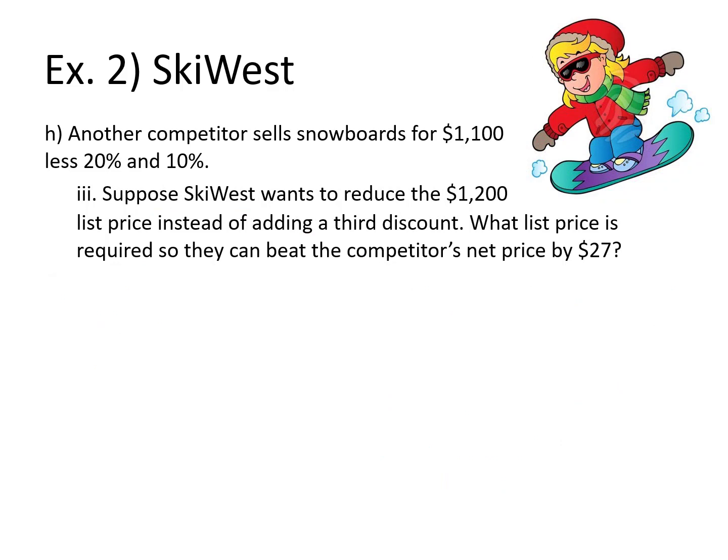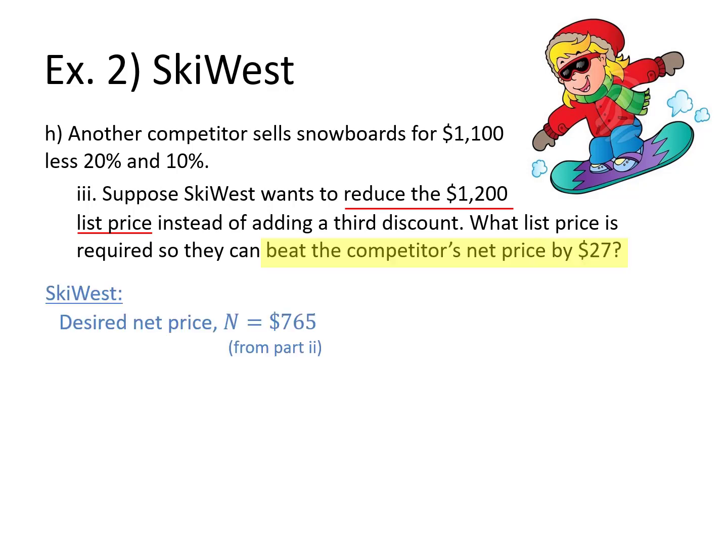Part 3, same competitor. Suppose Ski West wants to reduce the $1,200 list price instead of adding a third discount. So they're saying, let's scrap this third discount concept. Let's just lower our list price. What list price is required so they can beat the competitor's net price by $27? Our desired net price is $765. That's going to beat the competitor's net price by 27, which we established in part 2 of this question on the previous slide.